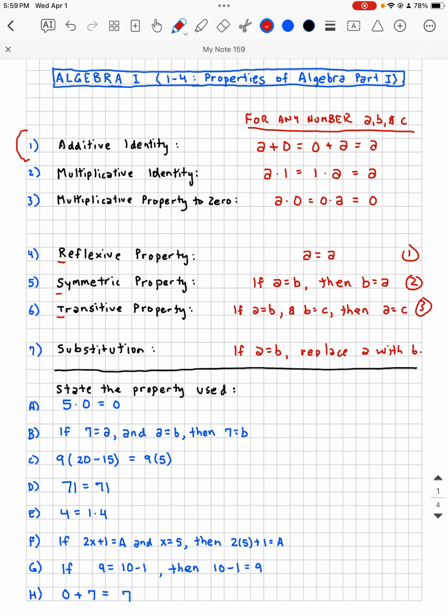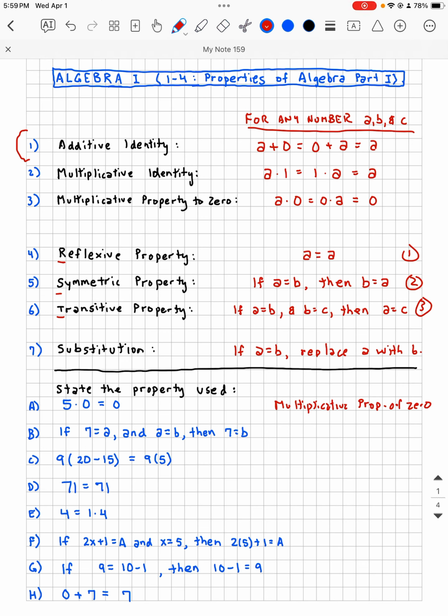So 5 times 0 is equal to 0. The first thing that's probably coming to mind is maybe something that's multiplying. And since the result is that it's equal to 0, then I'm looking at the multiplicative property of 0. So that one is going to be our answer. We're going to go ahead and write multiplicative property of 0. And that is our relationship. And that's pretty much it.